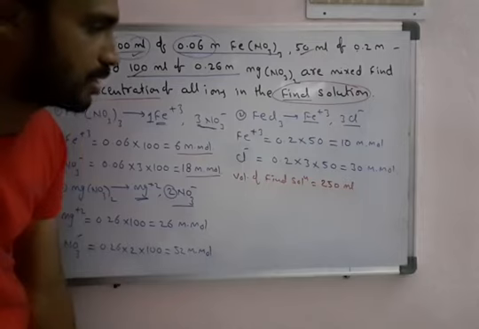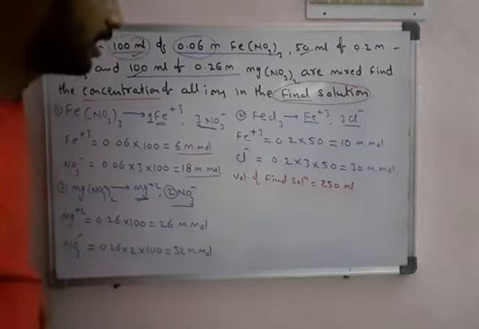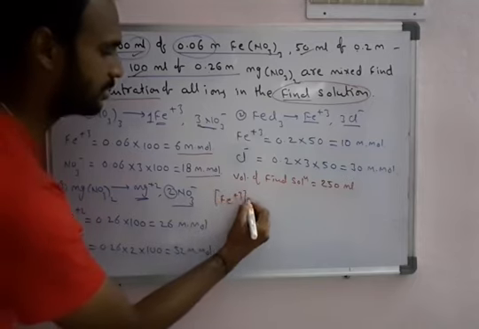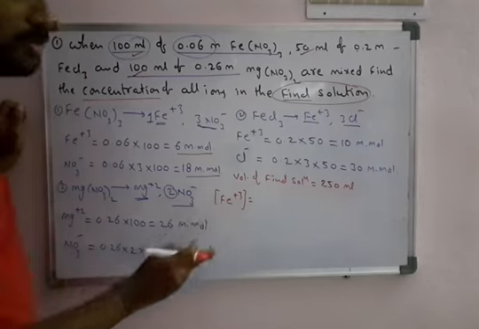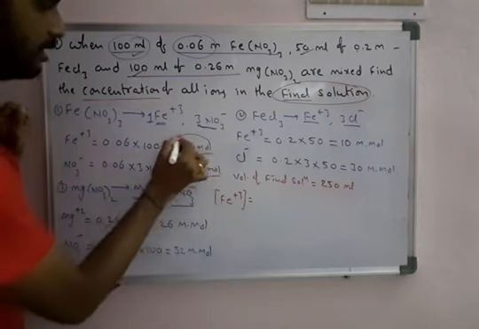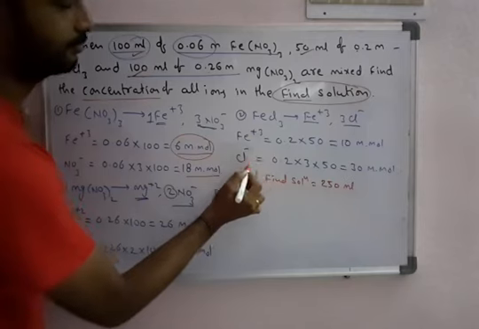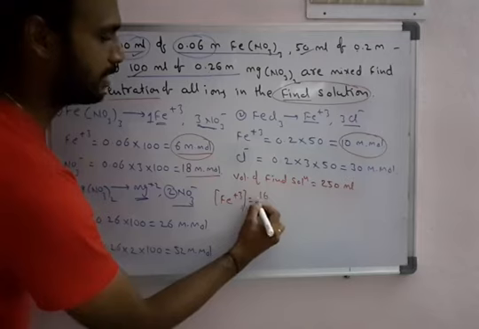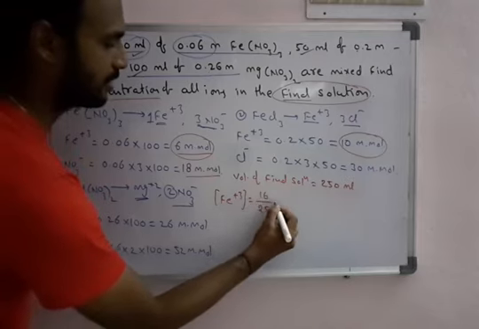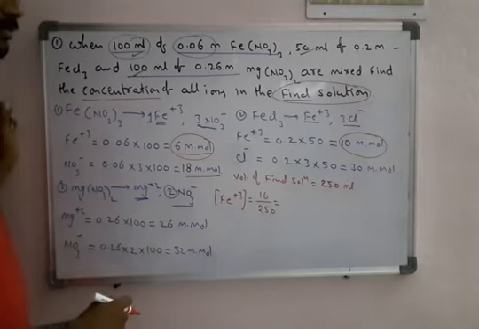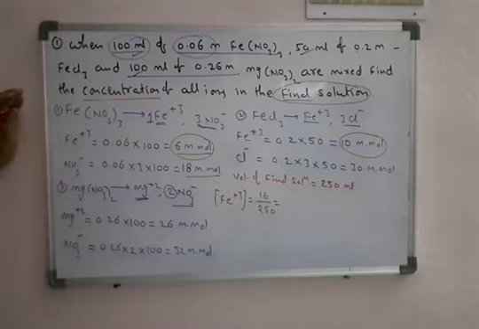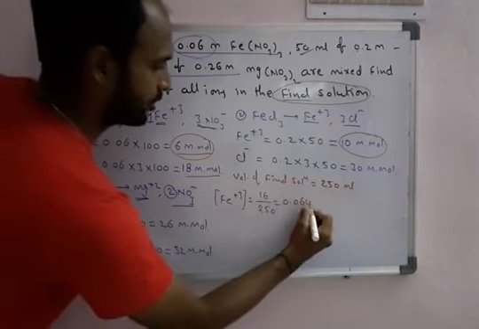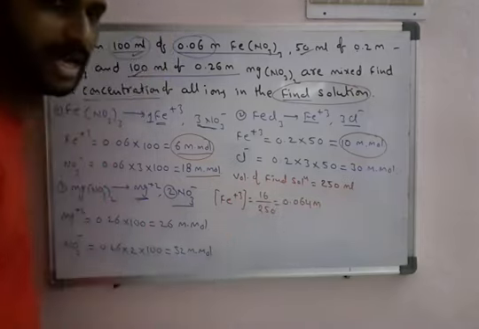We need to find the concentration in the final solution. Now we see the concentration of Fe+3. What is the total millimoles of Fe+3? 6 millimoles and here 10 millimoles. Total 16 millimoles in 250 milliliters. This value is approximately 0.064 concentration in terms of molarity.